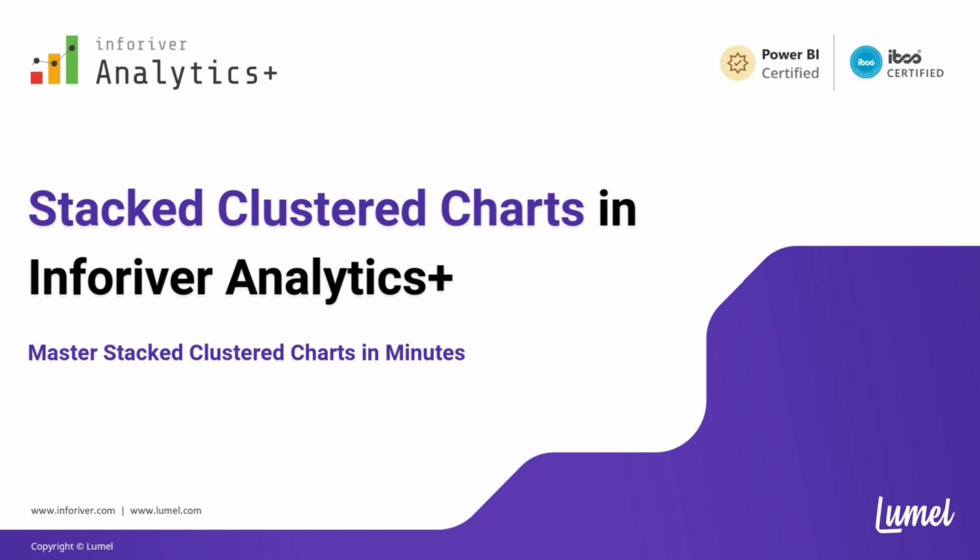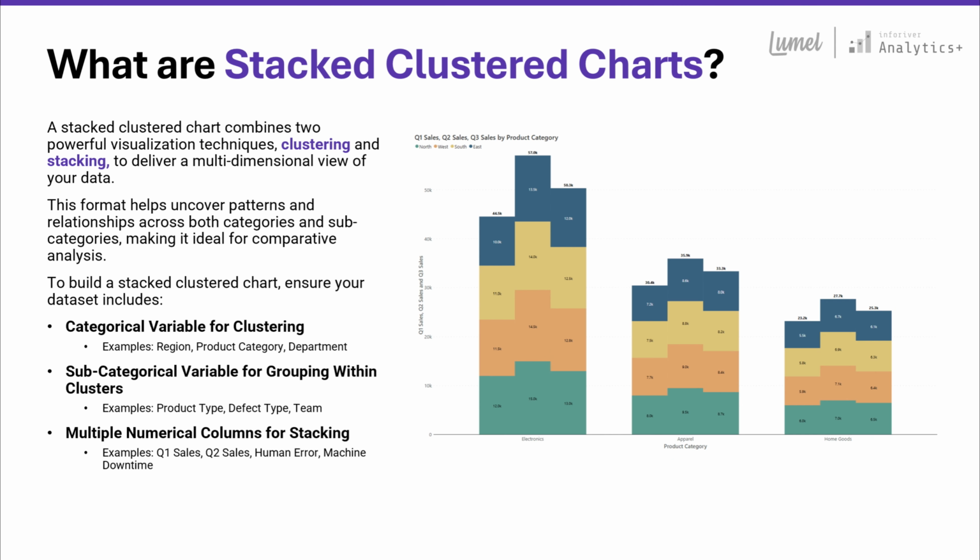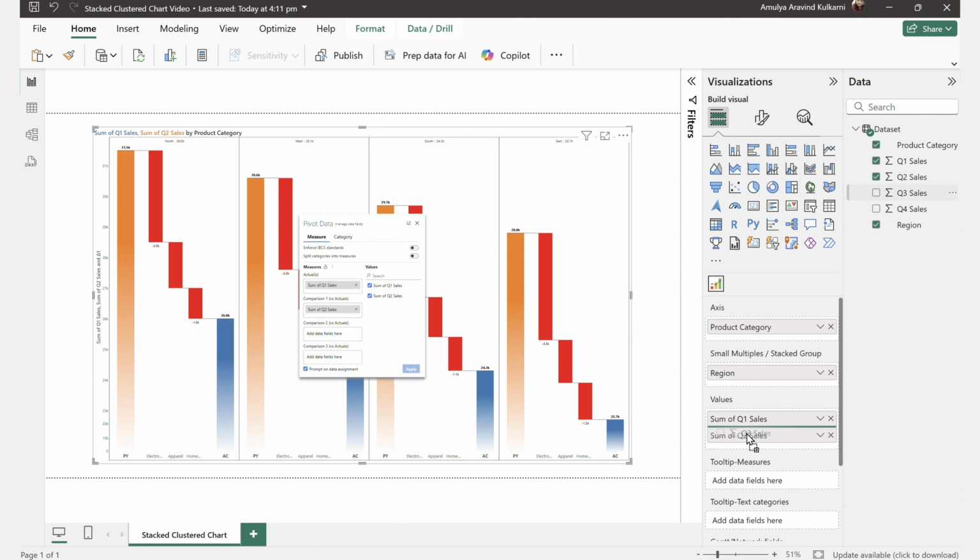In this video, we're diving into how to create a stacked clustered chart in Inforiver Analytics Plus in just a few clicks. Let's say you want to visualize quarterly sales across different product categories and regions. To do so, you will need a categorical variable for clustering, a subcategorical variable for grouping within clusters, and multiple numerical columns for stacking. Now, on your canvas, add Inforiver Analytics Plus Visual and populate the data fields.